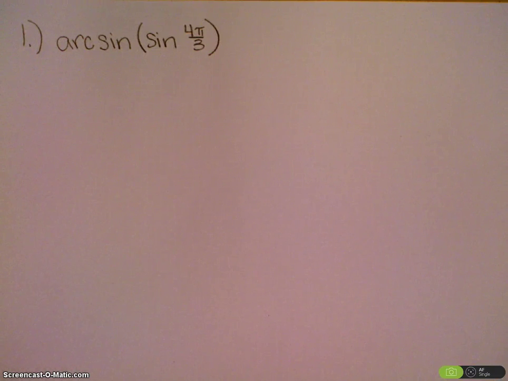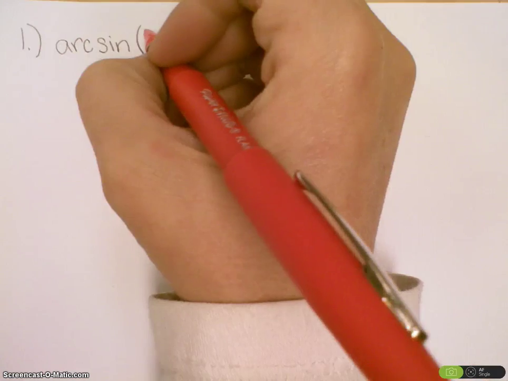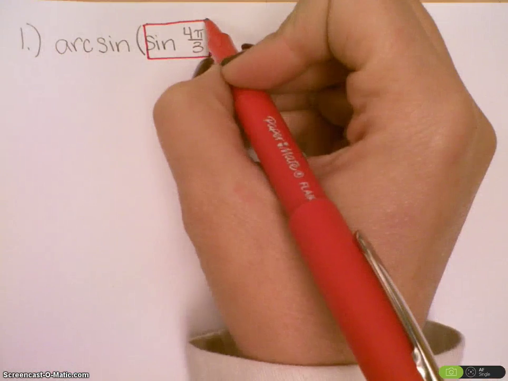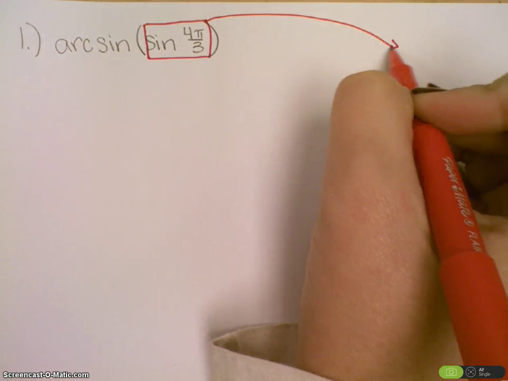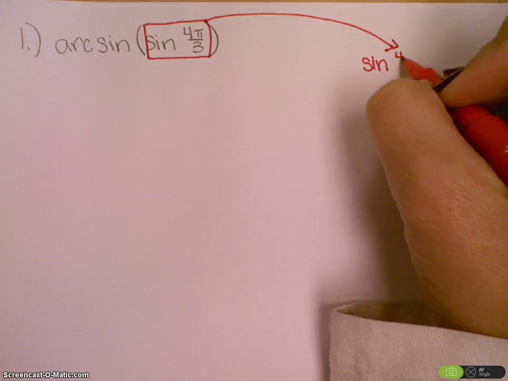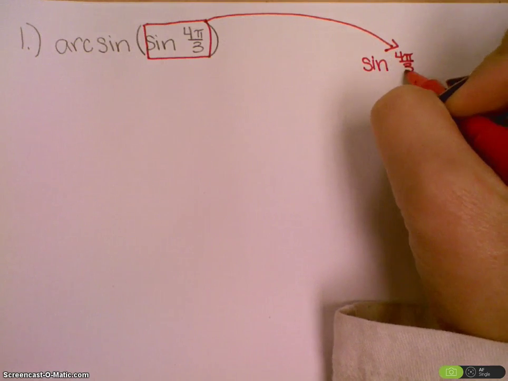So we're going to start with number 1, which is the arc sine of 4 pi over 3. In order to start this problem, we start with inside the parentheses. So we have the sine of 4 pi over 3. I'm going to treat that as a separate problem, and we are going to do the sine of 4 pi over 3.